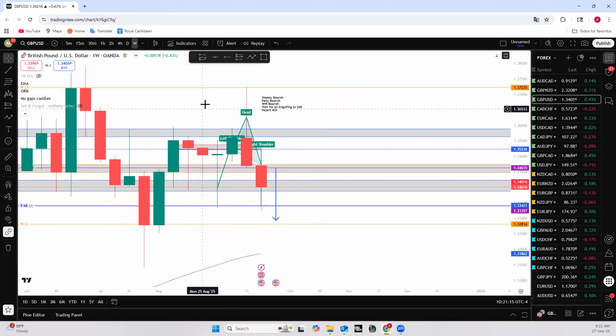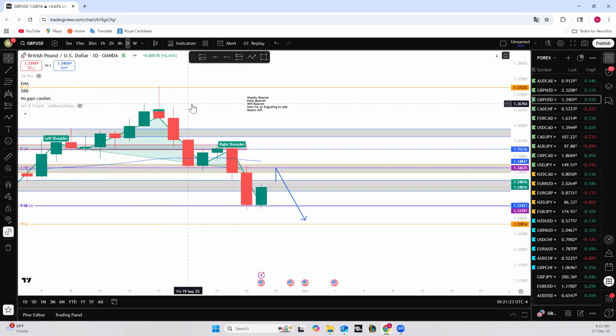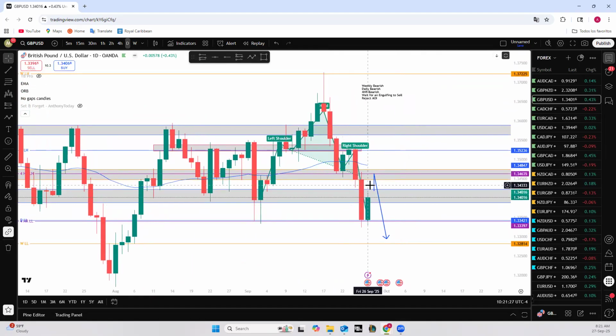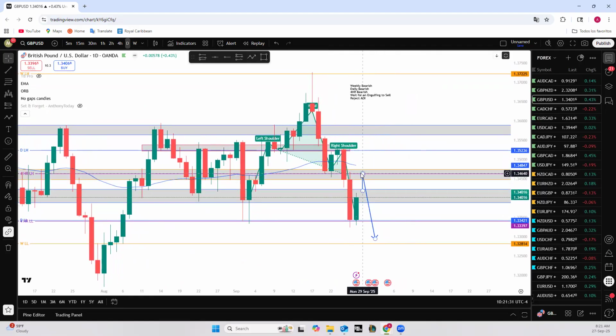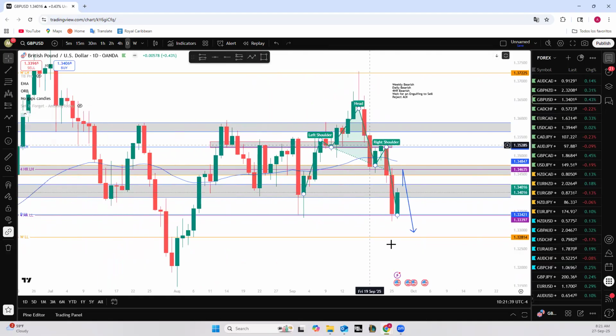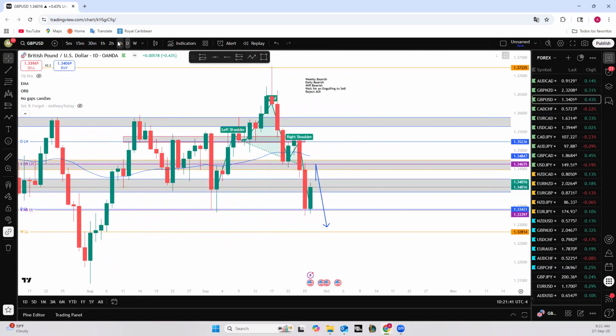So on the weekly, it looks like a double top, and on the daily, it's head and shoulders. I know what you're saying, that it's already about to retest it. But even if it retests, there won't be a shift of structure on the lower time frames. Well, maybe on the lower time frames.